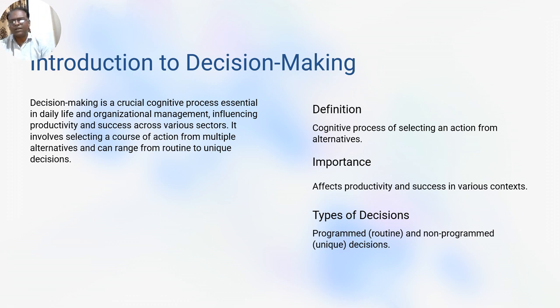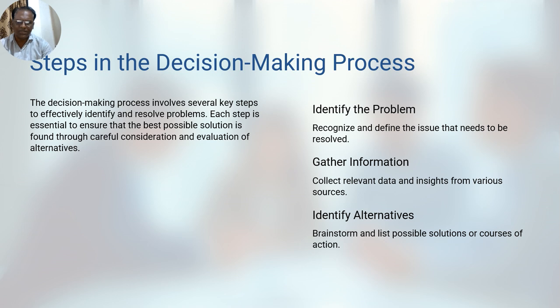It involves selecting a course of action from multiple alternatives and can range from routine to unique decisions. The definition is: a cognitive process of selecting an action from alternatives. The importance is that it affects productivity and success in various contexts. Types of decisions: routine or programmed, and non-programmed or unique decisions.